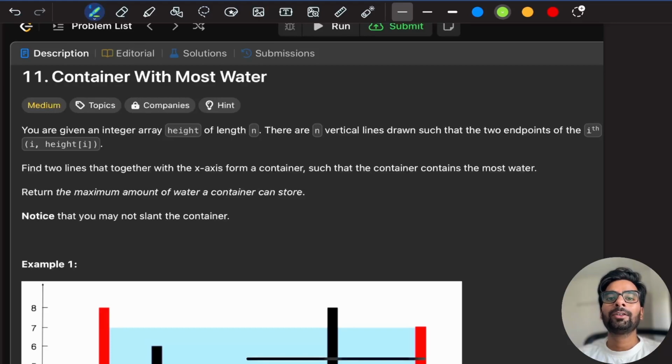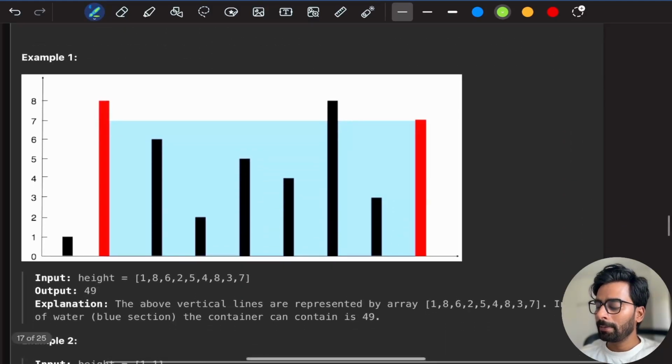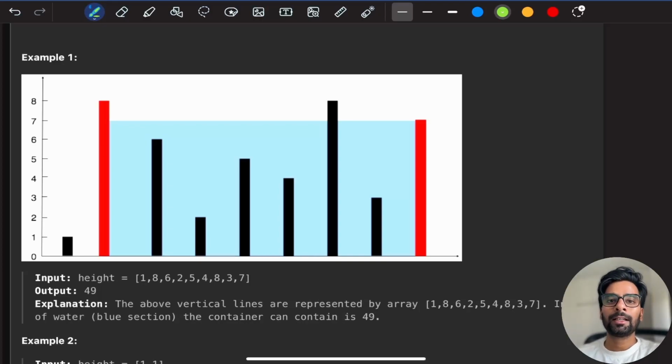So if we take any two lines, the height will be the minimum height of the vertical lines. Because in this example, we can see these are the heights given, and these basically represent the vertical lines. Now to calculate the area of a particular container, I am going to take these two vertical lines, and this will make a container, right? How much water can I store? I can store water till here, right?